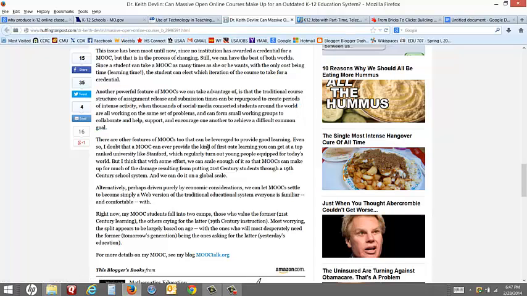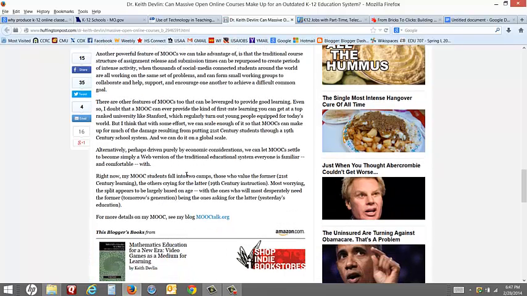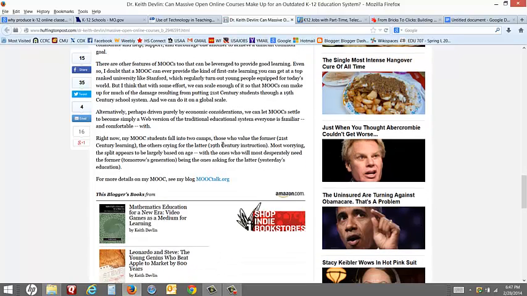Okay, the other features too can be leveraged to provide good learning. Even so, I doubt that. Yeah, that's true. Who's got the money to go to Stanford though? So yeah, which regularly turned out young people equipped for today's world. But I think with some effort we can scale down, can make up much, putting 21st century students through a 19th century school system. For the latter, the most worrying split appears to be largely based on age. So he says it's age.